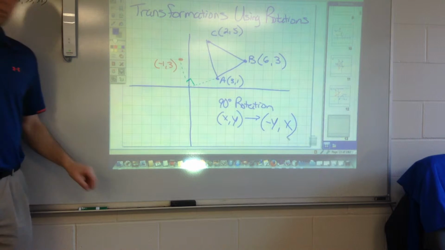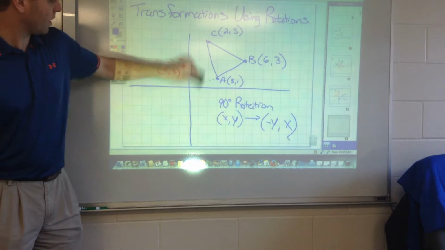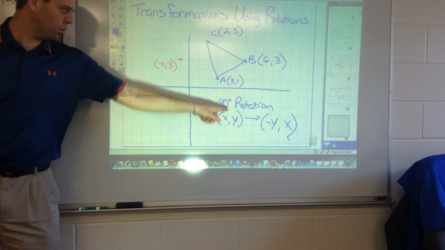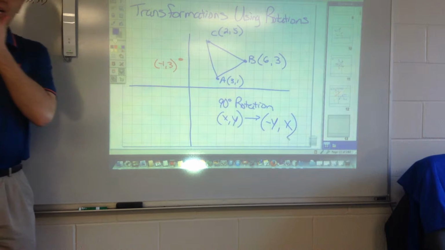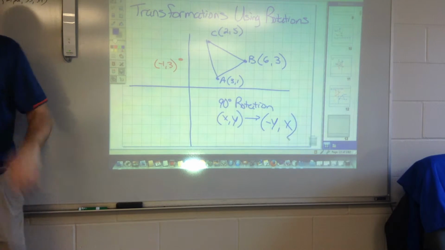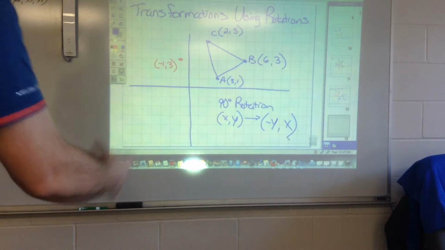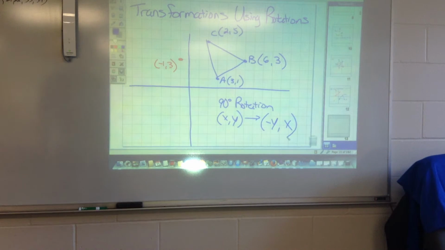I really don't use coordinates myself, okay? But if you want to write down a rule for a 90-degree rotation, you certainly can. Honestly, here's what I think is easiest. When I'm looking at this right now, I see point A, it's located at 3, 1.